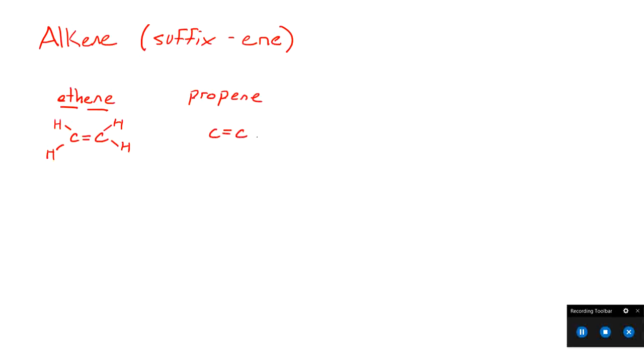C, double bond C, a single bond. Oh, only have 1 there. We don't want to have 5 bonds to a carbon. And here we would have 2. So if we were to write these as our condensed form, this one would just be CH2, CH2. Our propene would be CH2, CH, CH3. So just write them as they come.